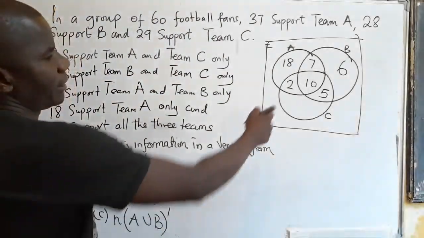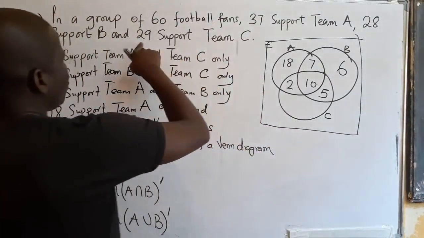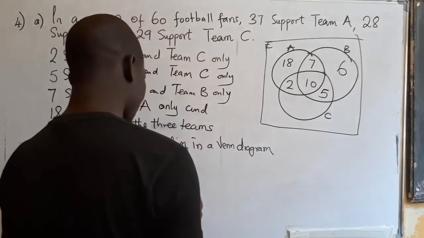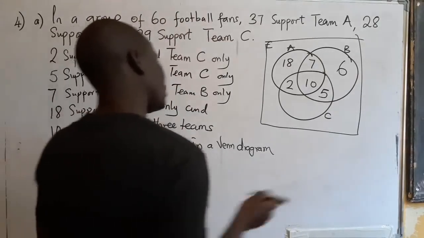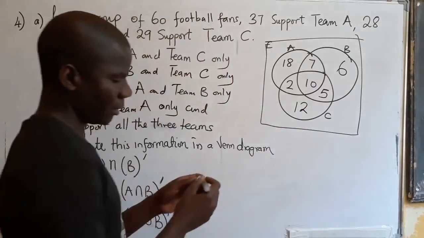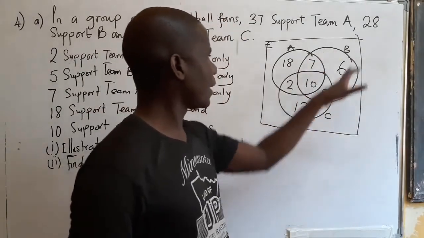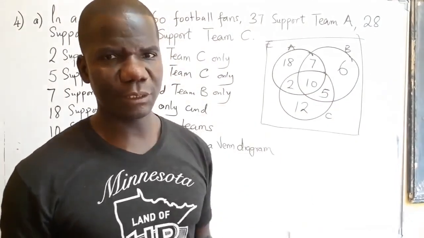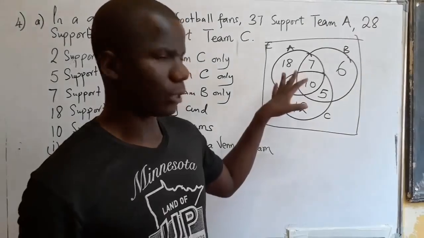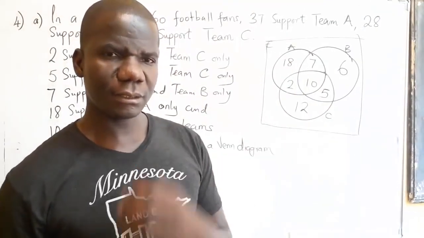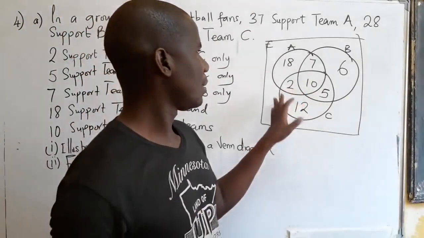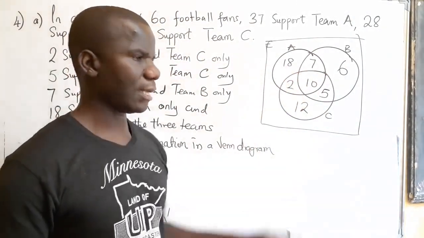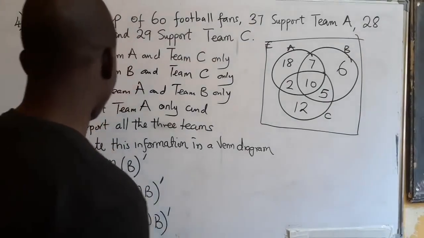The same applies to C, which should have 29. When you add what we have here, this is 17. So what is the difference? We're going to have 12 here. So when we add the number of fans here, we're going to have a total of 60 fans. If we had less than 60, the difference was going to be outside. But in this case, all these add up to 60. So this is our answer for the first question.